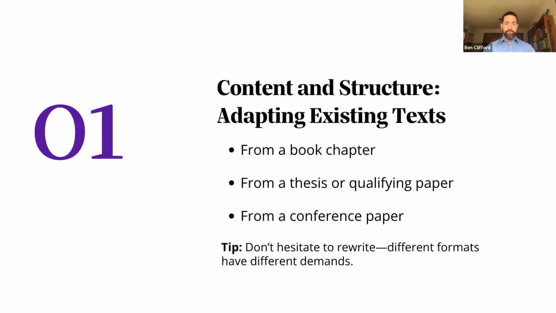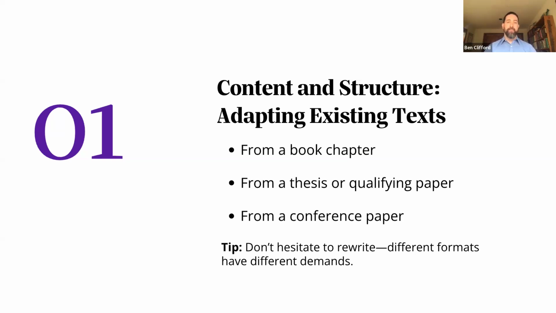An important thing to consider when you are thinking about the big picture of content and structure is how they need to change according to the format of your text. Journal articles can be adapted from various different types of writing. Books or dissertation chapters, qualifying papers, even sometimes conference papers can be great sources for standalone journal articles. But the thing to recognize here is that each format has its own specific demands.